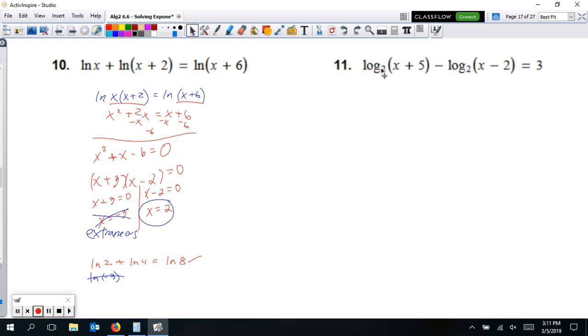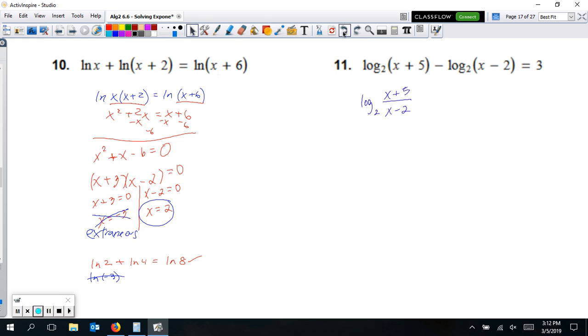Number 11, we got another one. We have logarithms on both together here on the same side, so we've got to put these two together with the property. This would be the quotient property with the subtraction, which means we need to make this into a fraction. So this will be our numerator, x plus 5. Our denominator will be x minus 2. And so we want to start with that.